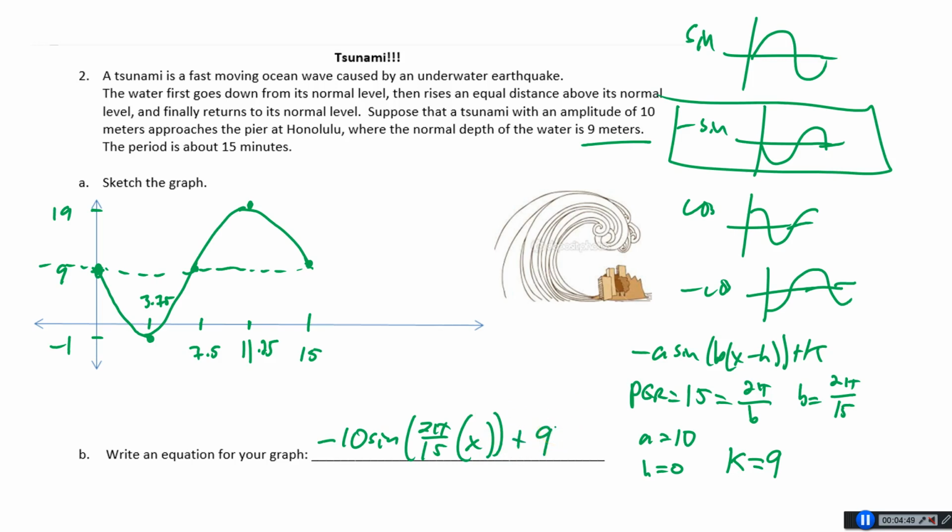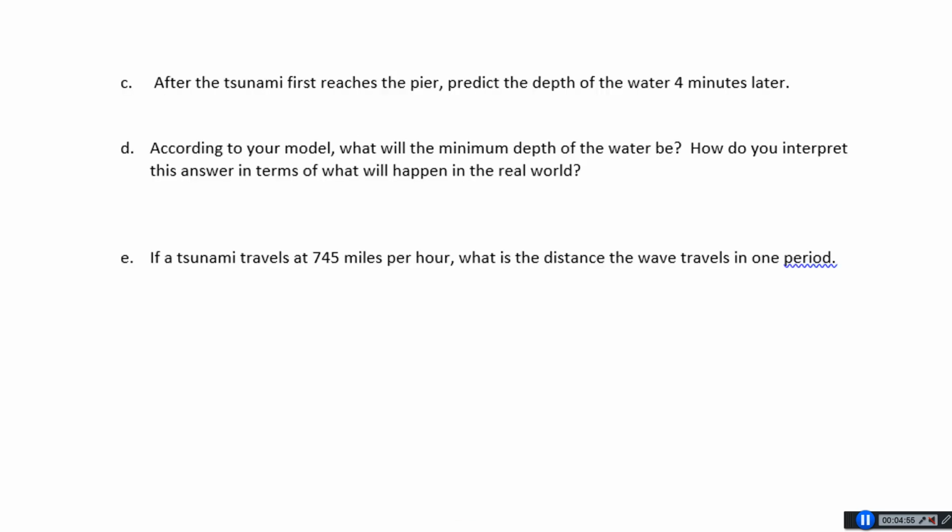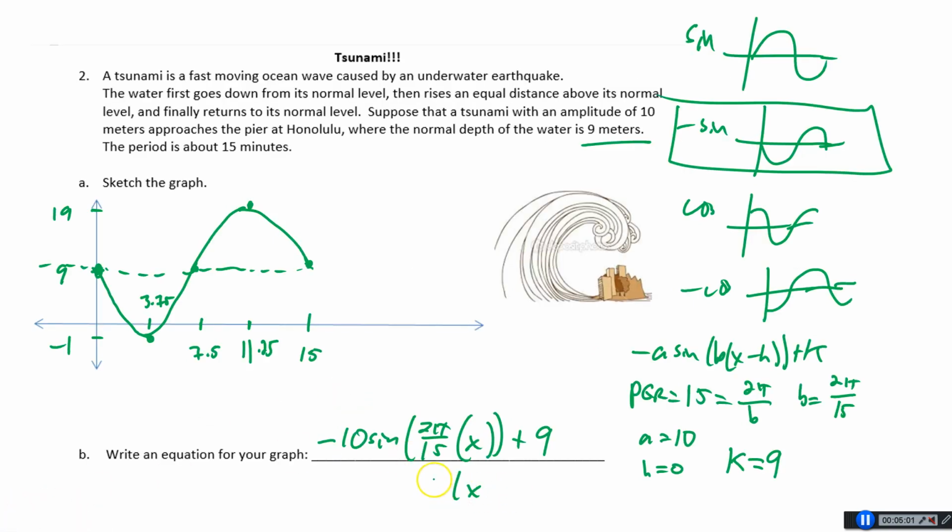You could do this with any of the other functions. So if we want to use positive sine, all that would happen is the x in here would change. If you had positive sine, it'd be positive 10 sine, and this would be x minus 7.5, because that 7.5 is going to shift you that far to the right. So there are some differences depending on which function you choose to use.